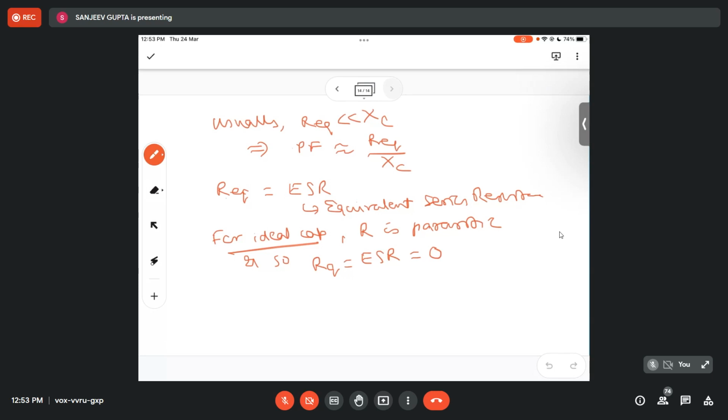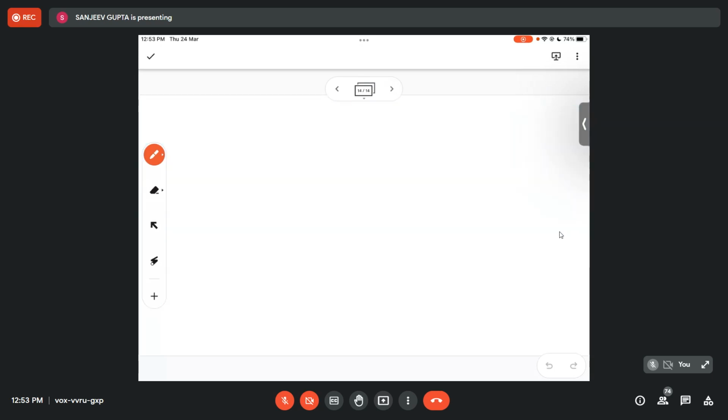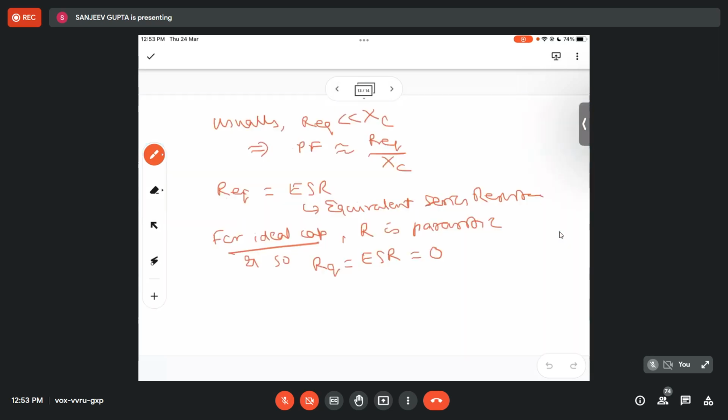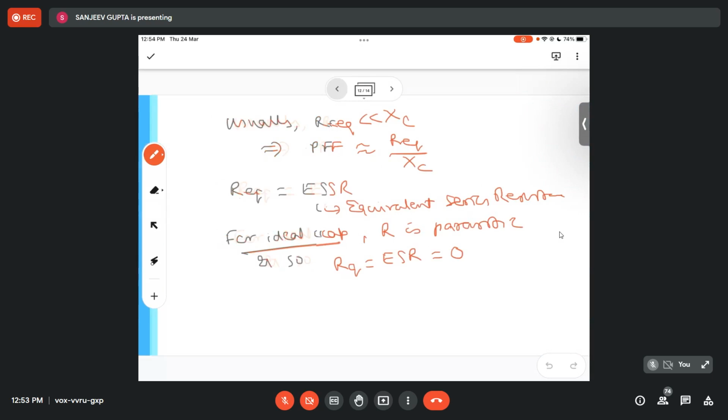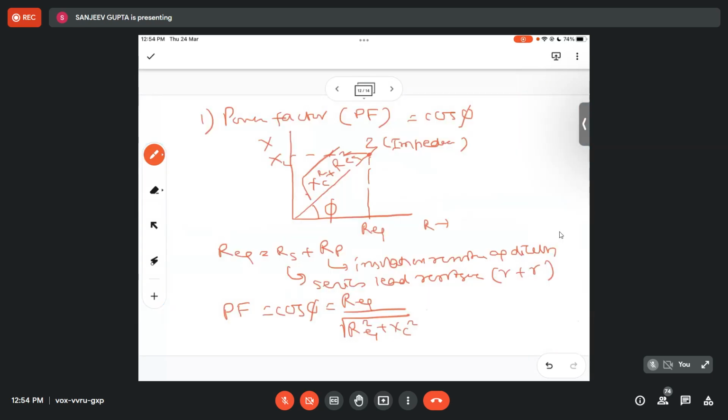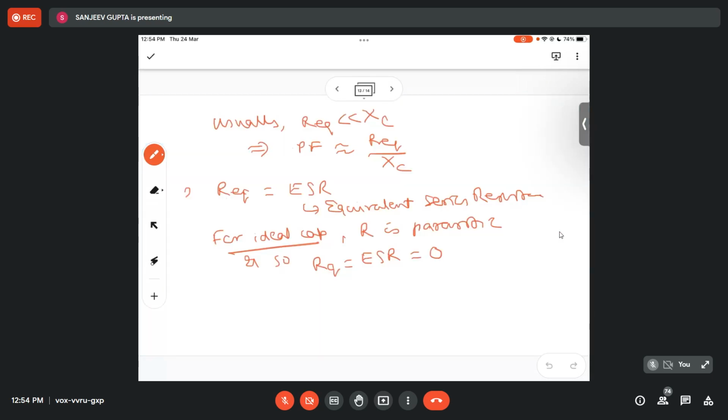Okay, now coming to the next parameter. So we have understood ESR, we have understood power factor. Sometimes people talk about another parameter. These are the two parameters that we have discussed: one is power factor, and second is R equivalent, or equivalent series resistance.